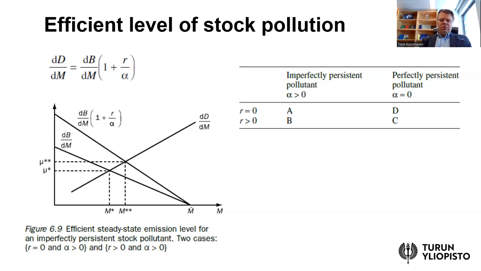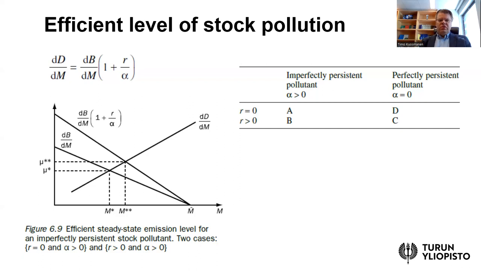It is also possible to set R to zero, which means that we do not discount at all. So notice that if alpha is positive and R is equal to zero, then of course in this rule that we have here, the marginal damage equals marginal benefit multiplied by 1 plus R divided by alpha. If R is zero and alpha is positive, then this expression in parentheses is equal to 1, and we are back to the flow pollutant situation.